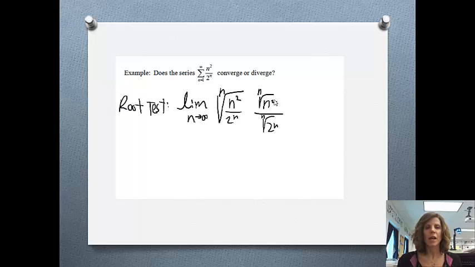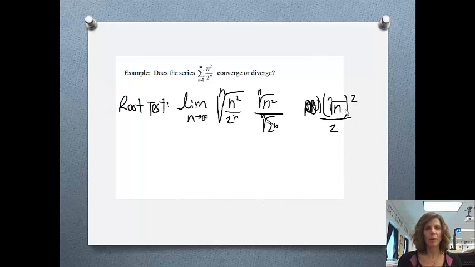Okay, and then the top one, I'm going to rewrite n squared. I'm going to write it as the nth root of n, and then I'm going to square that result. And then down on the bottom, the nth power and the nth root will cancel each other out, so I'm just going to be left with 2.